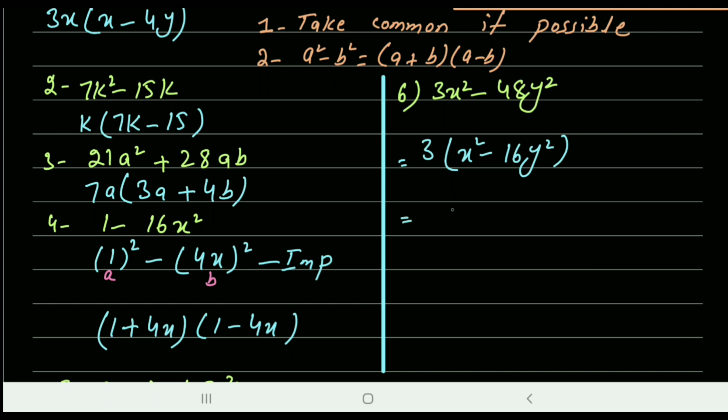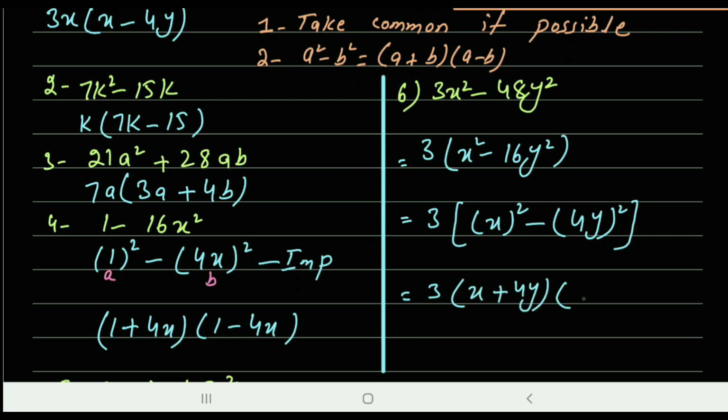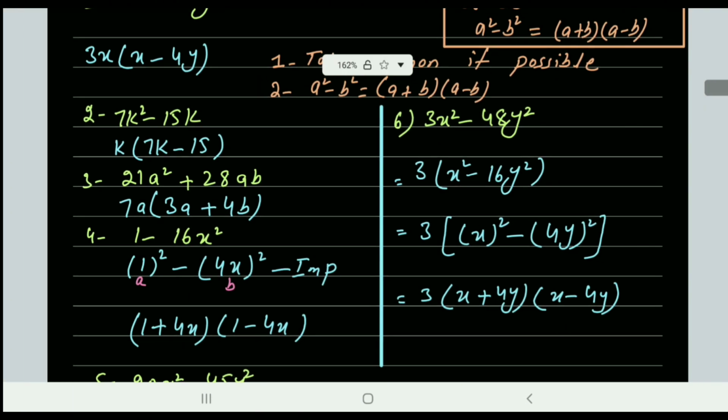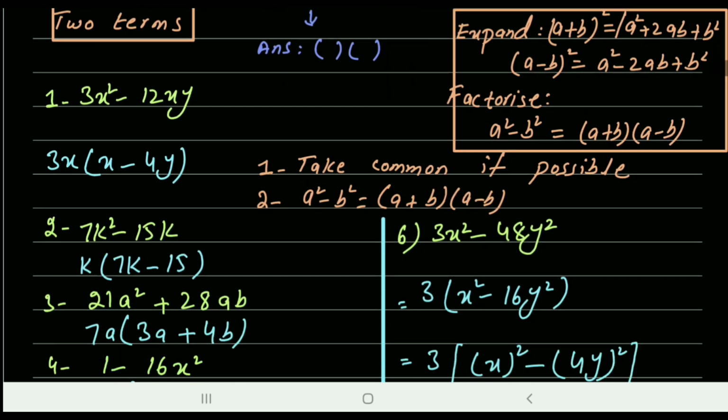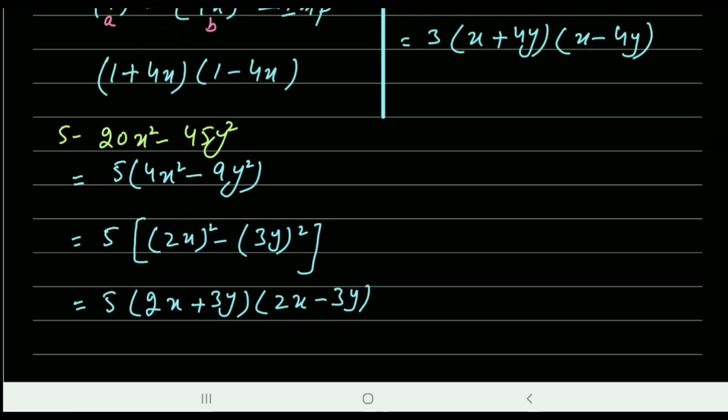After that you can see that both numbers are square numbers and there is a minus in between, so you can easily use that identity. So 3 you will write as it is, x is the square of x, and 16y square is the square of 4y. After that, 3 times (a plus b) and (a minus b). This is the way you have to solve these types of questions. Okay, so I think two terms questions are done. These are enough questions to understand two terms factorization.